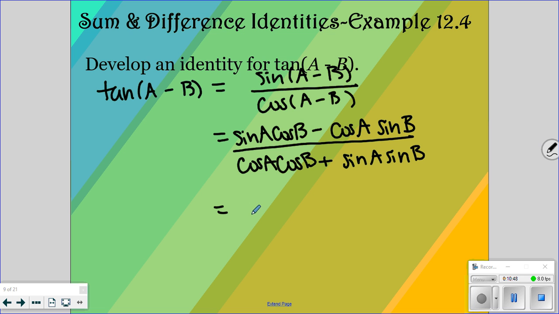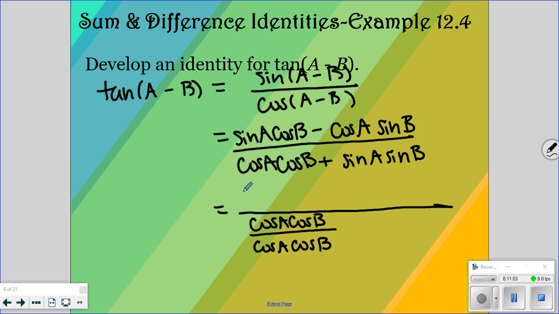From there, you're going to again make the first term in your denominator a 1. So we need to divide by cosine of A, cosine of B. And we're going to do that for all of the terms.